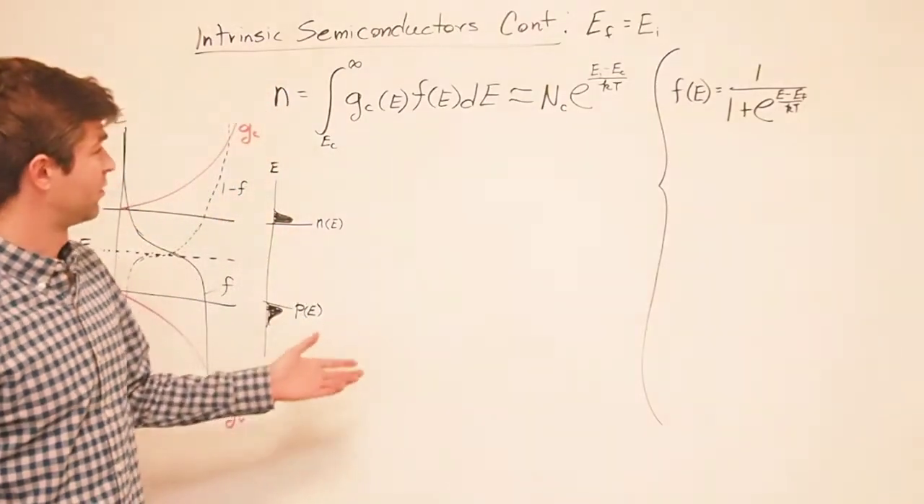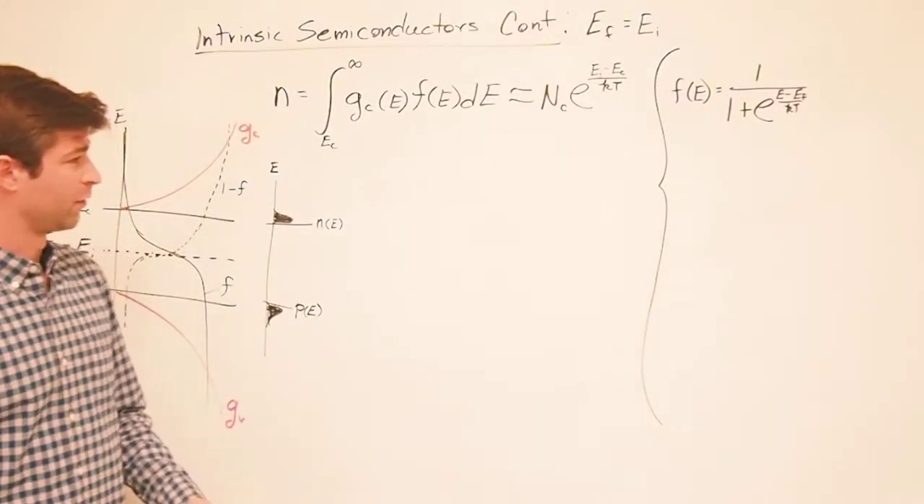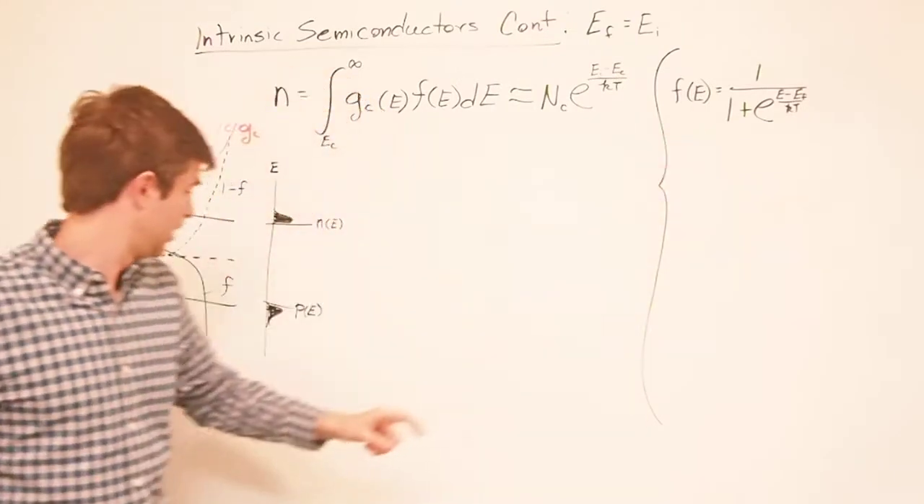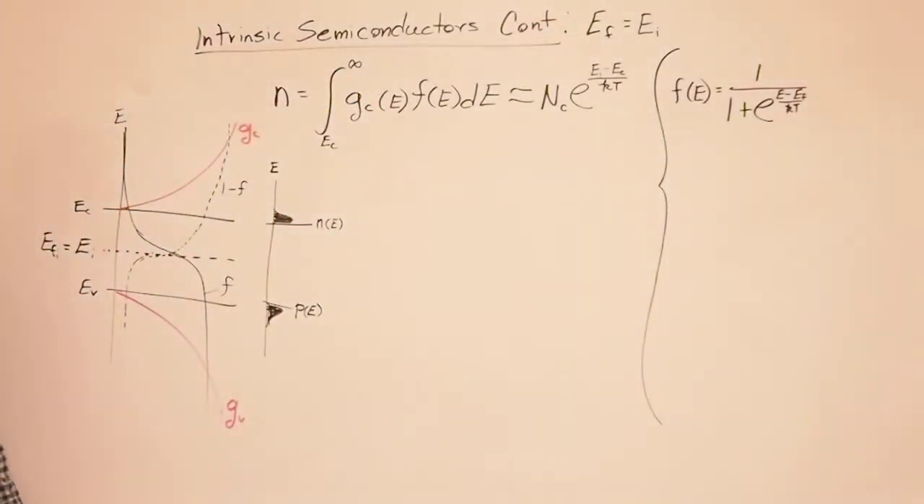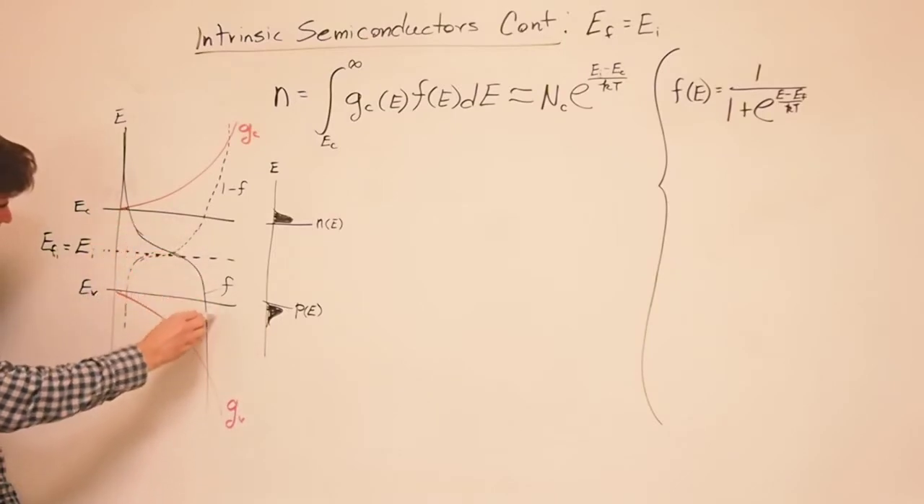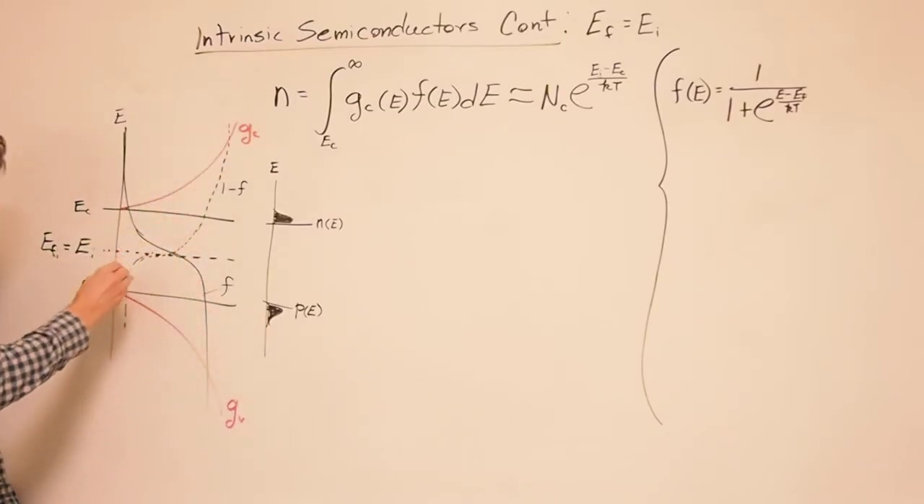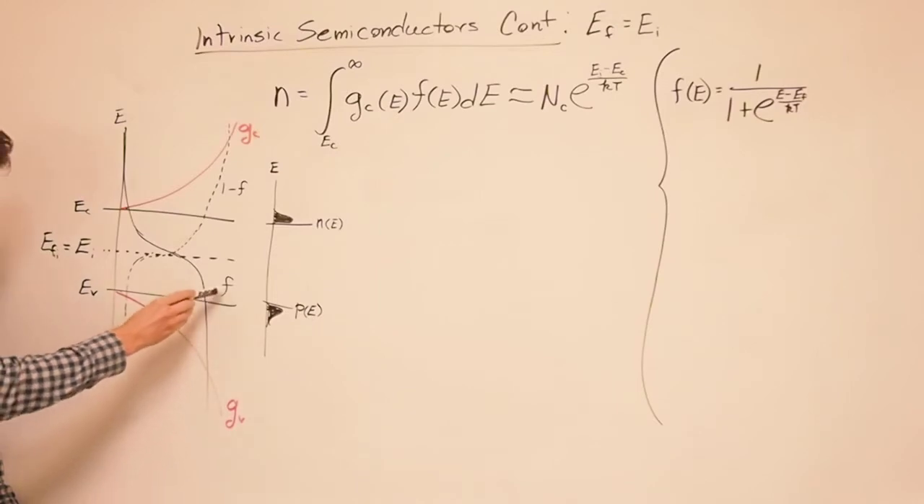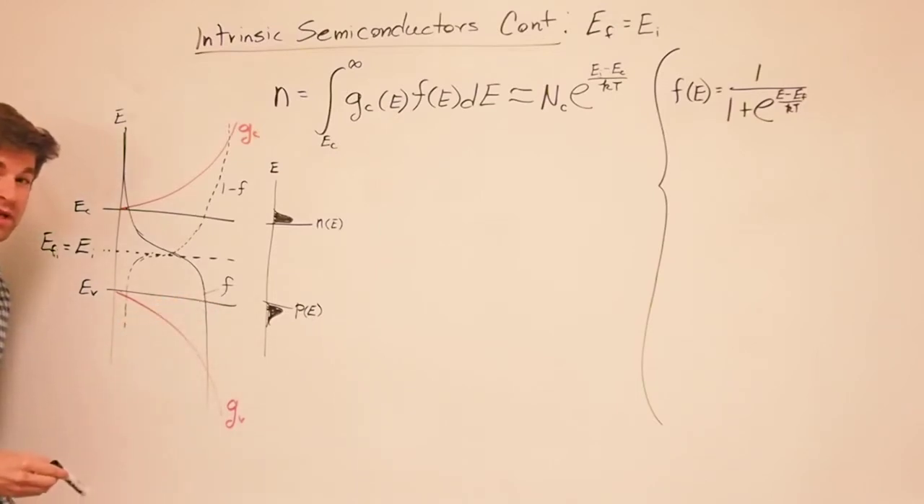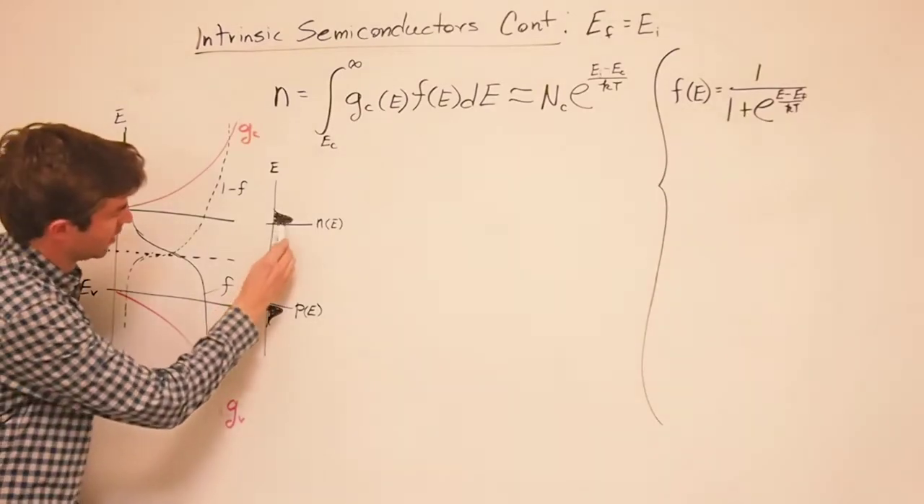So last week, just to recap, we graphed the Fermi function, which is this guy right here. You can see the graph where this black line is the Fermi function, f, and this dotted line is 1 minus the Fermi function, where the Fermi function stands for the probability of a state being occupied by an electron. 1 minus f is the probability of a state not being occupied by an electron. GC is our density of states in the conduction band, and GV the density of states in the valence band. When we multiply the two together, we get this little graph right here.